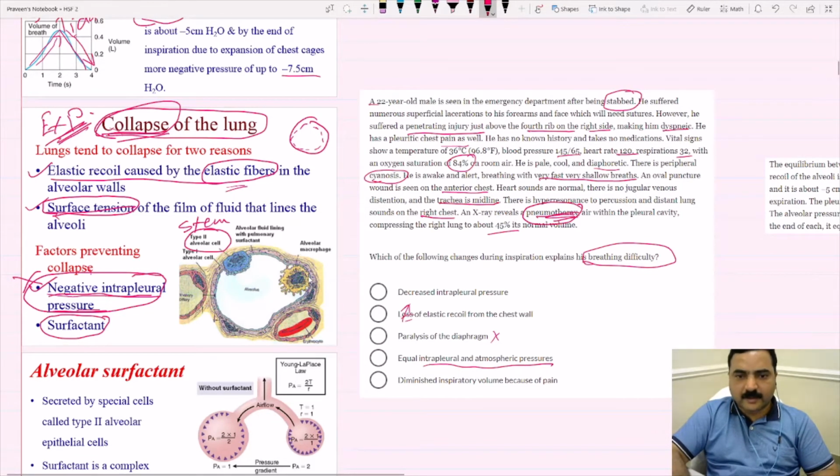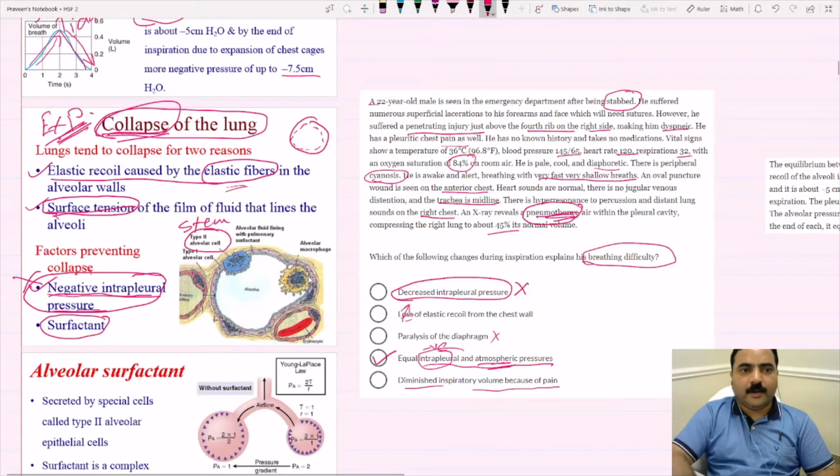Because of the stabbing, the intrapleural pressure has become equal to the atmospheric pressure, but what we actually want is not equal, instead a negative intrapleural pressure. So the negativity is lost and it becomes equal to the atmospheric pressure. That's the problem. Diminished inspiratory volume because of pain, no, pain is there, but the diminished inspiratory volume is not because of the pain. Can we use decreased intrapleural pressure here? No, this is not correct, because it's not decreased. The intrapleural pressure is already negative. It has increased and become equal to the atmospheric pressure. That is what happens in this question.